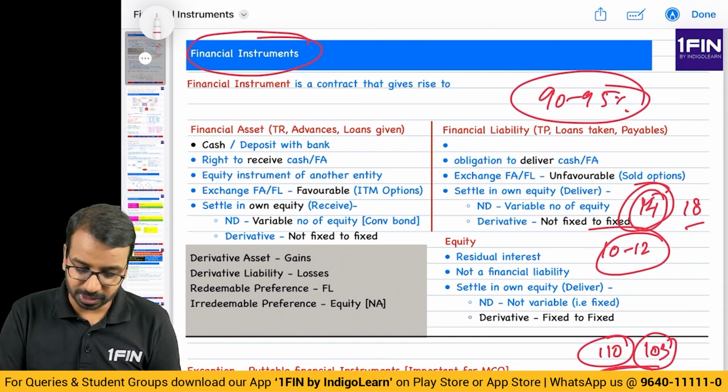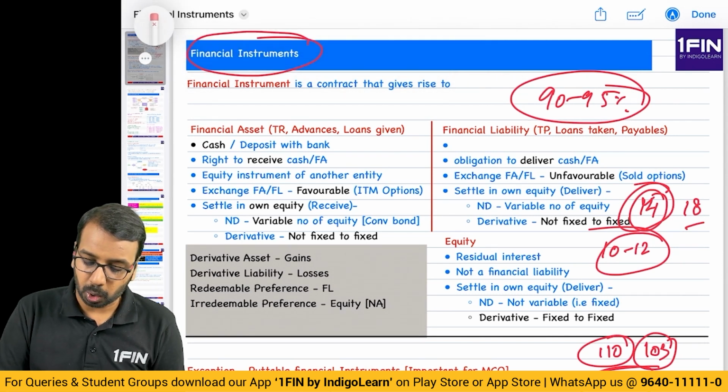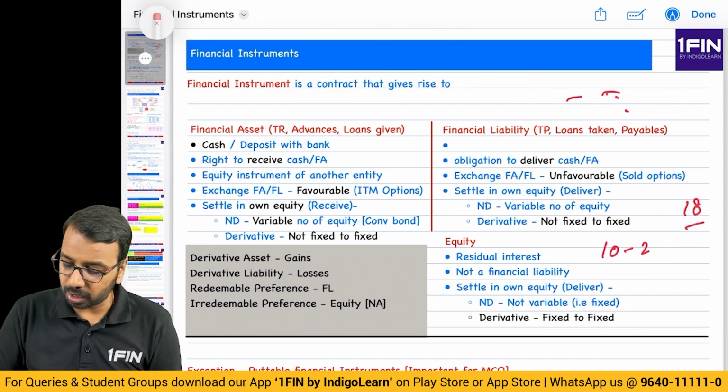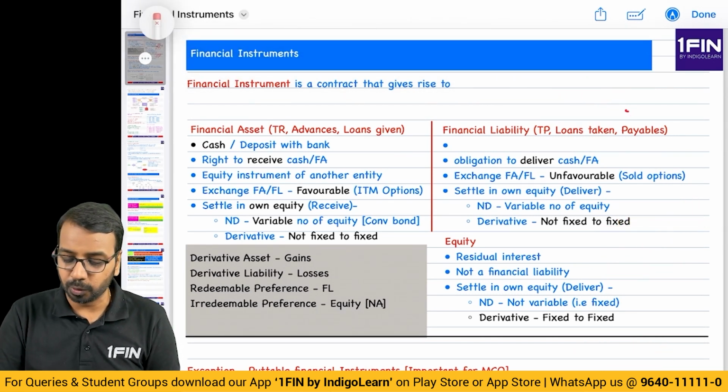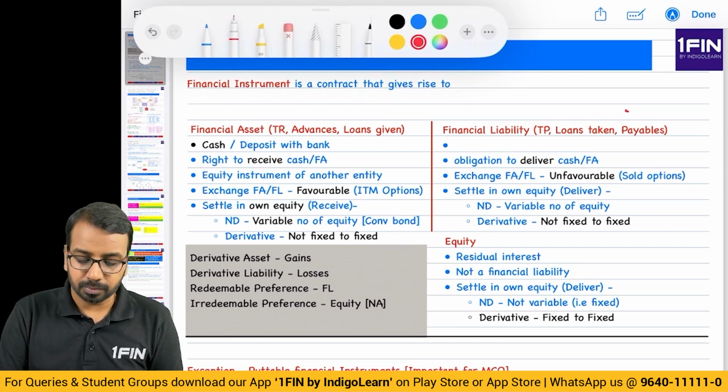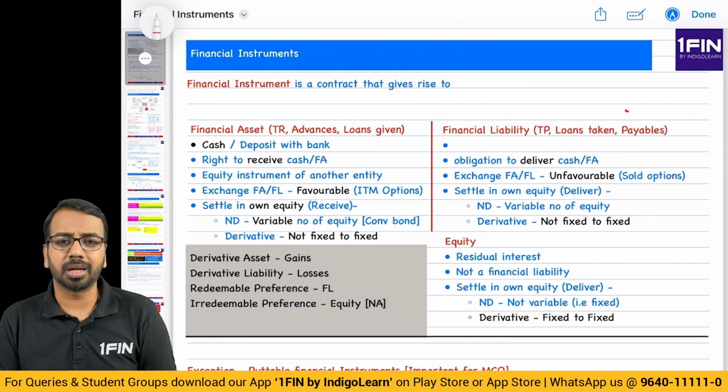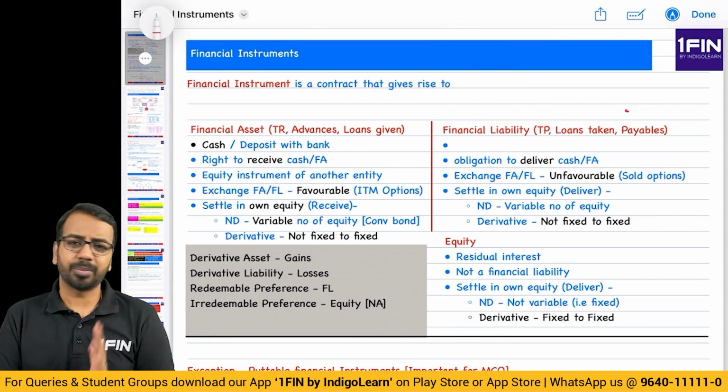Now, without wasting much time, let us jump into the revision of financial instruments. This is purely from an examination point of view. I may pick up some small conceptual topic here and there, but largely it is from an examination point of view.